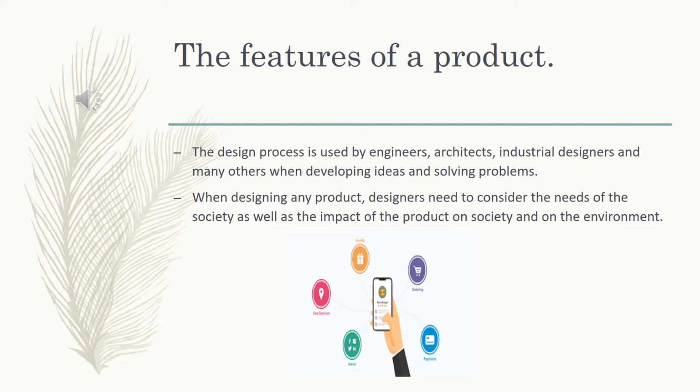For example, if you're going to develop a phone, what features does a phone provide? A phone can provide us with social media apps. It can provide us with online shopping apps. We can make payments. We can make, most importantly, phone calls. So those are the features we need from a cell phone. When you design a product, you must look at the things that it will provide, or the needs of the society at that particular point. And again, it must not be harmful to the environment.